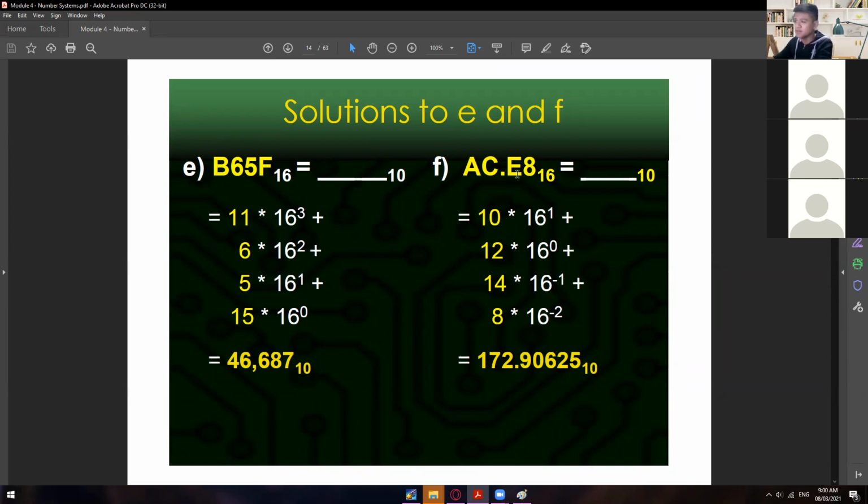And then for the decimal, or for the fraction part rather, we have your AC. A is 10, and then C is 12, and then E is 14, and then A is still 8. Okay, multiply everything to its base, and then starting from here, we have 0, 1, 0, 1, and then from here, for fraction part, we have here -1 and then -2. So -1 and -2. Then again, just do the math, and then you will get this result, 729.9625.